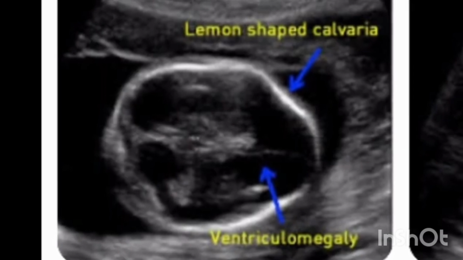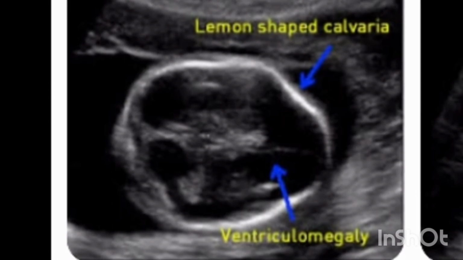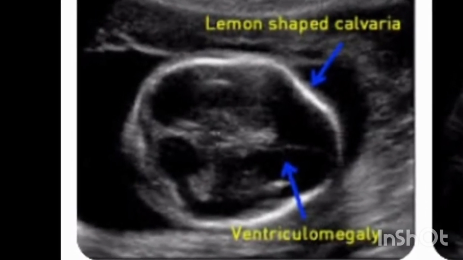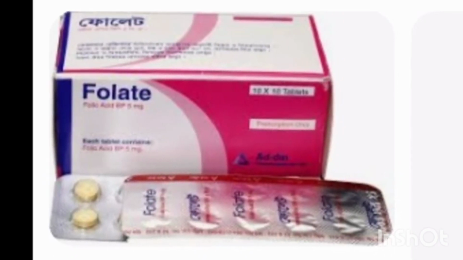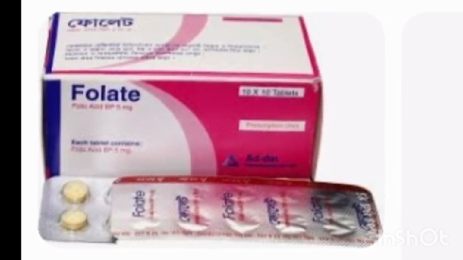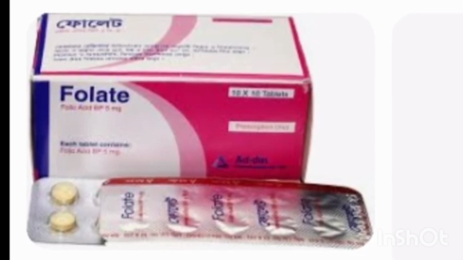A variable degree of ventricular enlargement is present in virtually all cases of open spina bifida at birth, but in only about 70% of cases in the mid-trimester. Supplementation of the maternal diet with folate, 5 mg a day, for 3 months before and 2 months after conception, reduces the risk of recurrence by about 75%.